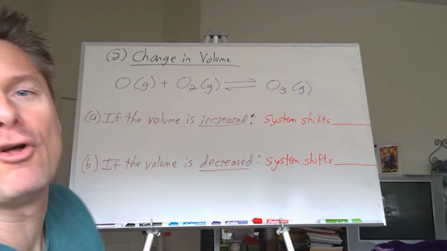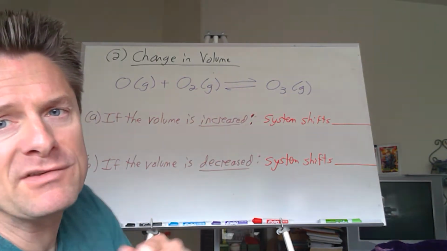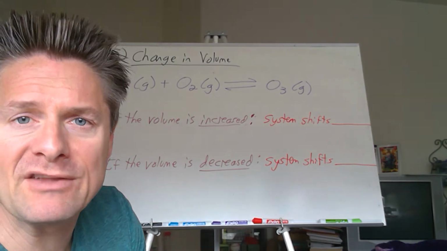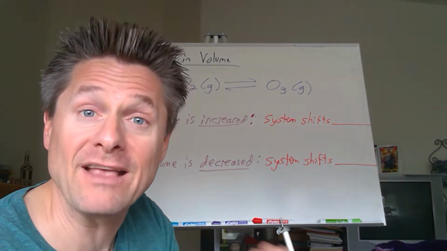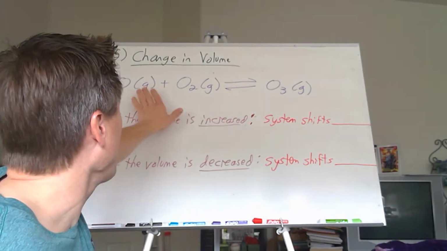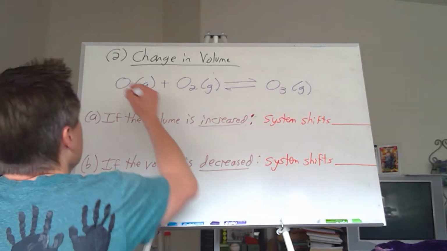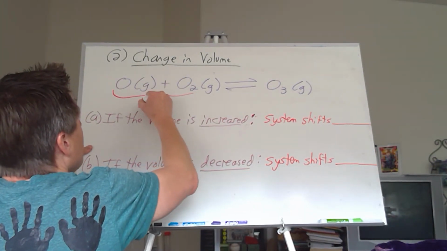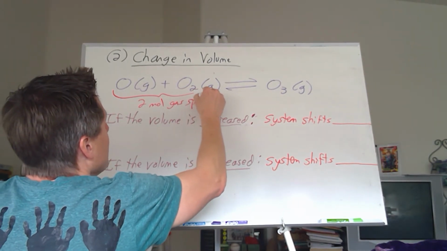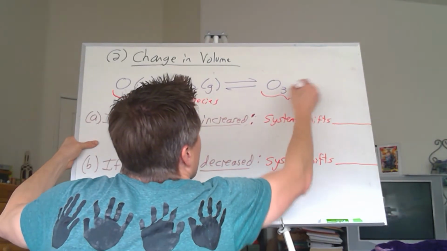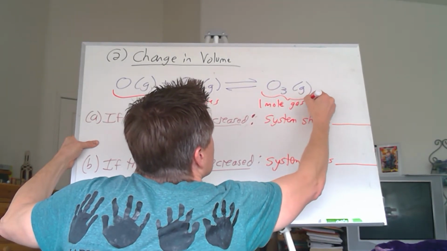So let's say we change the volume of the system. It's at equilibrium, it's at its happy place, perfectly fine, but we increase the volume of the system. There's no way we could solve this problem until we figure out the total number of moles of gas phase species on both sides. Now, these are all gases. You wouldn't count it if it wasn't a gas. So on my reactant side, I have 2 moles of gas phase species. On the product side, I have 1 mole of gas phase species.